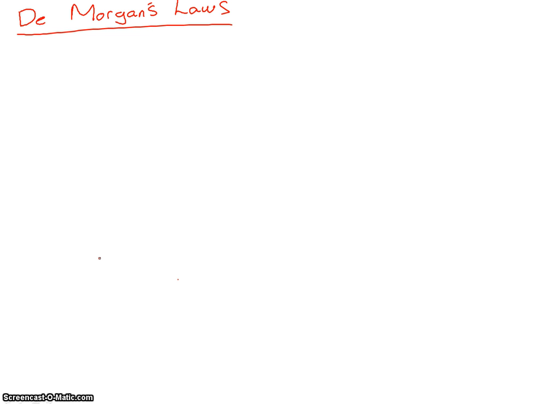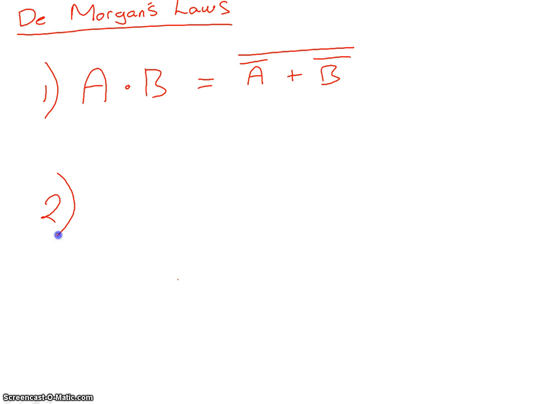So the first law is that A and B is equal to not A or not B. And the second law is that A or B is equal to not A and not B.